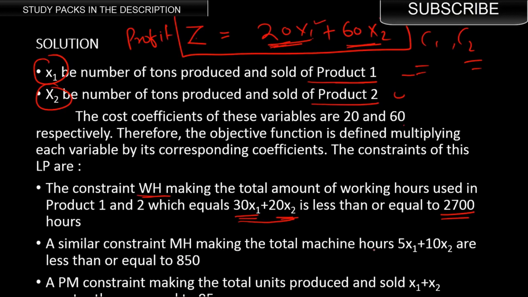Similarly, for the machine hours, we'll use the same way of formulating. We have 5 hours taken for product 1 and 10 hours taken for product 2, and that sum product should be less than or equal to 850 because that's the maximum available to us. Total units to be produced should be greater than or equal to 95. So x1 plus x2, the sum of x1 and x2, should be at least 95. So that's the third constraint.